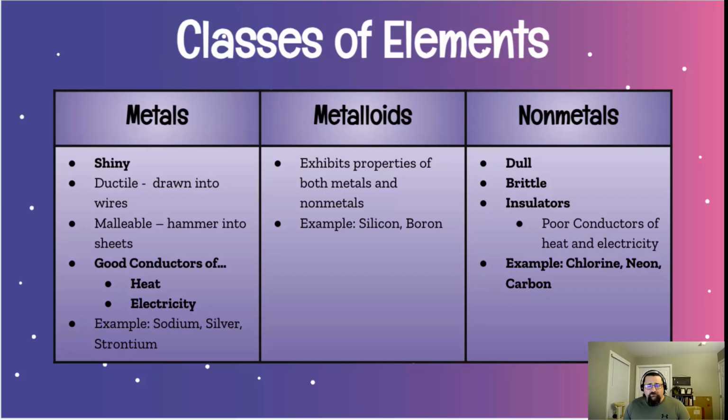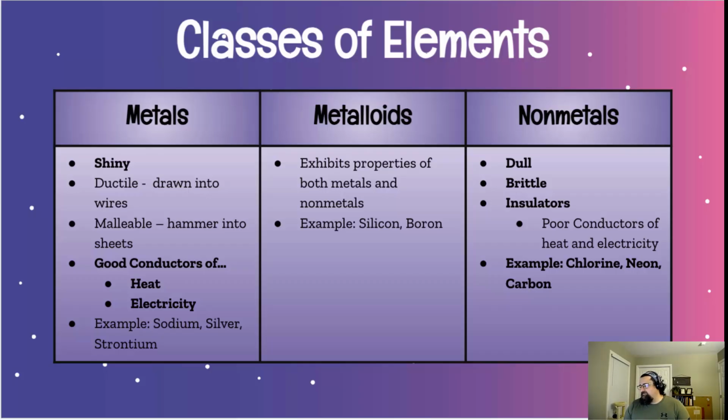And if we remember correctly, ductile means we can pull it into wires, and malleable means we can bang it real thin, bend it, and it will still maintain its strength even though it's very, very thin. Now, on the other side, our non-metals are going to be dull, they're going to be brittle, and they are going to be good insulators because they're poor conductors. If you don't conduct electricity or heat, then you're an insulator. So metals are good conductors, non-metals are good insulators.